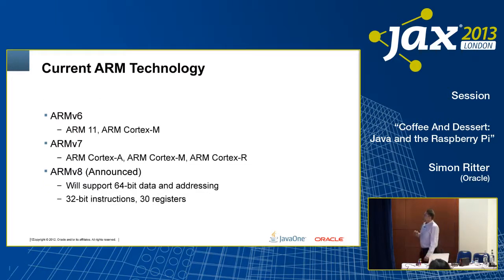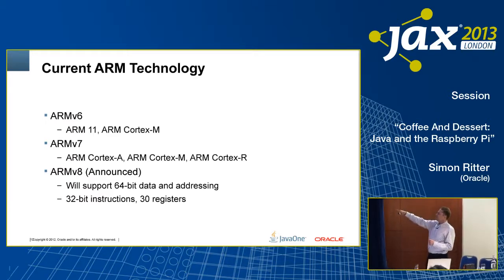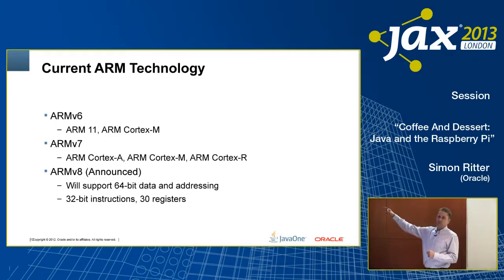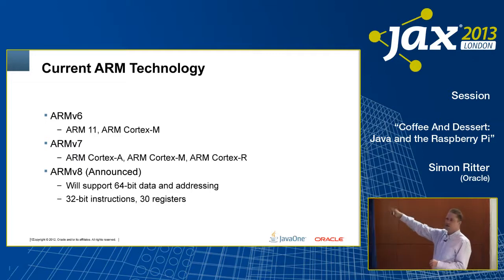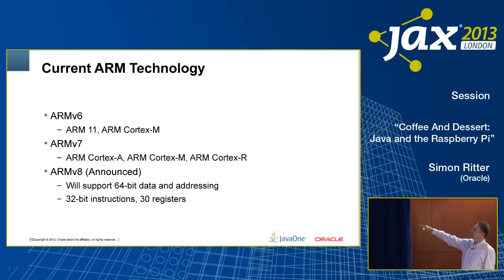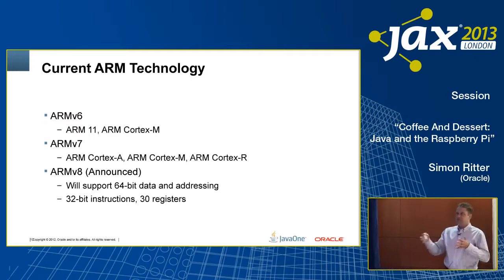From the point of view of the ARM technology at the moment, there are 3 different versions available. ARM v6 is actually the older one and is tending to die out. So there's ARM 11, and then there's ARM Cortex-M, which is for mobile devices. That's the ARM v6 instruction set. ARM v7 is the current set of designs that they have. There's Cortex-A for applications, Cortex-M for mobile, and Cortex-R for real-time. And those are just different designs for different types of use for this kind of technology.